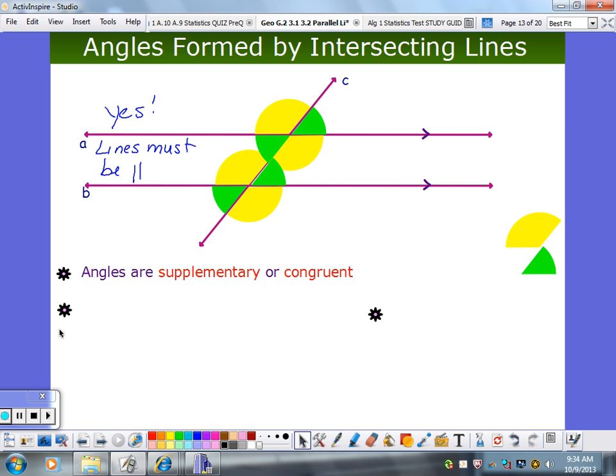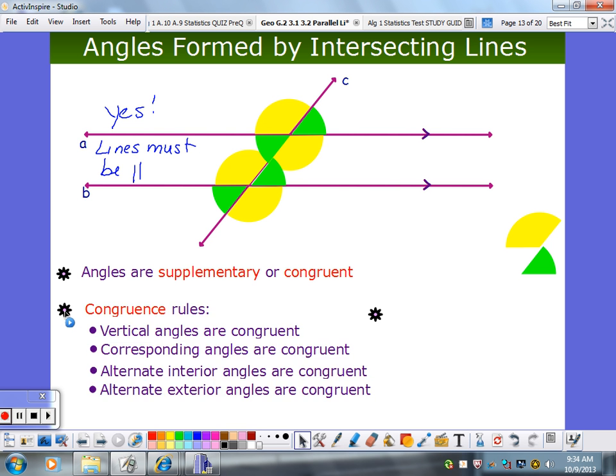So let's see what we've got here. Angles are supplementary or they're congruent. That's my only choices. What are the congruence rules? As we know, we've proven this already, that vertical angles are congruent. Corresponding angles are congruent. Alternate interior angles are congruent. Alternate exterior angles are congruent. Now we haven't really proven any of this, have we? I'm using inductive reasoning, aren't I? Because it works for this one, it must be true for all of them. That's where I'm going right now.